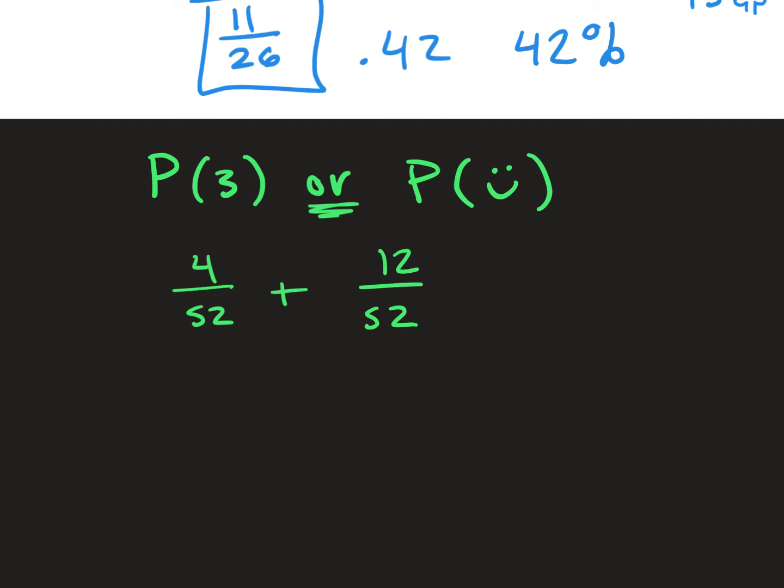Do we have any cards that overlap here? Are any 3s face cards? Or any face cards 3s? Can you have a 3 and a face on the same card? No, we can't. So none overlap here, so we don't have to subtract anything. We're just going to add these together. So this would give us 16 out of 52, which simplifies to 4 over 13.